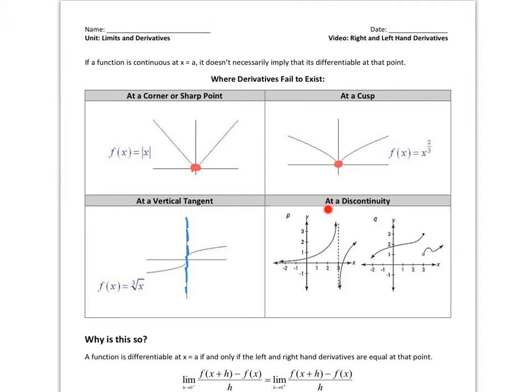And the last place where it would not be differentiable is at a discontinuity. So here is where there's a vertical asymptote, and here where the function is not continuous, at a discontinuity, here at a hole. So why is this so?